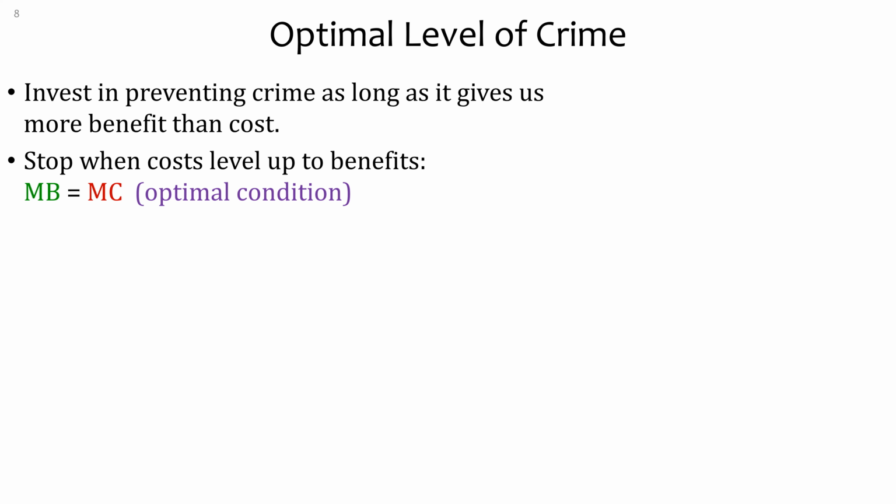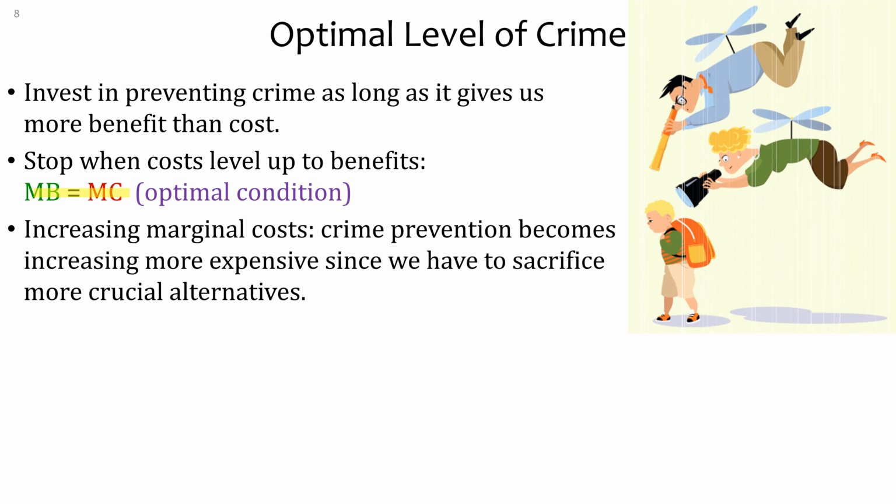So this is a useful formula. Whenever marginal benefit equals marginal cost, that's the optimal condition. Increasing marginal cost is another concept: crime prevention becomes increasingly more expensive since we have to sacrifice more crucial alternatives. So that would be the opportunity cost. It's kind of like having overprotective parents, right?